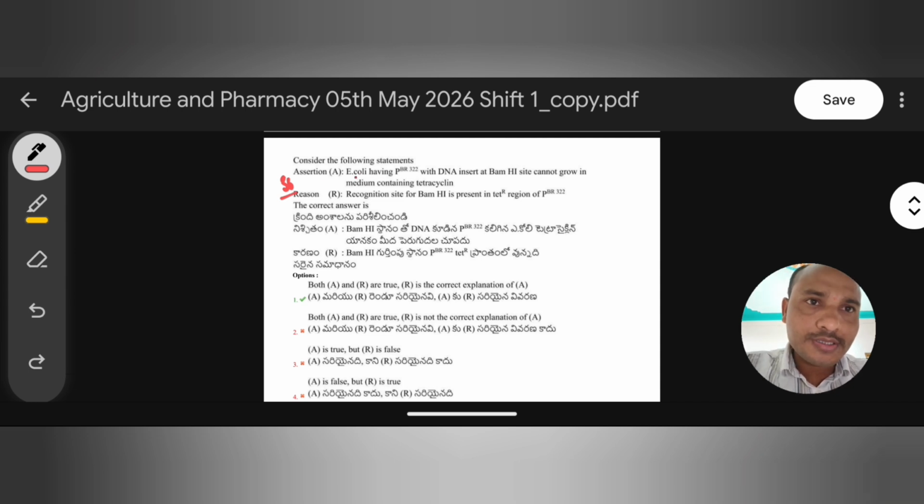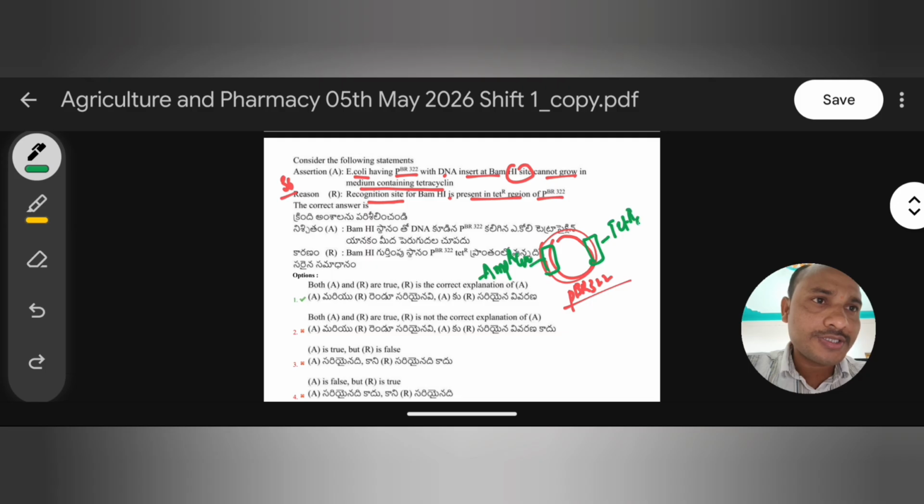Here the assertion: E. coli having pBR322 with DNA insert at BamHI site cannot grow in medium containing tetracycline. The reason: the recognition site for BamHI is present in the tetracycline region of pBR322. So we have to identify the correct statement. Let's discuss. Here it is pBR322. Here we have two selectable markers. On the right side we have the ampicillin resistance gene, and on the left side we have the tetracycline resistance gene marker.